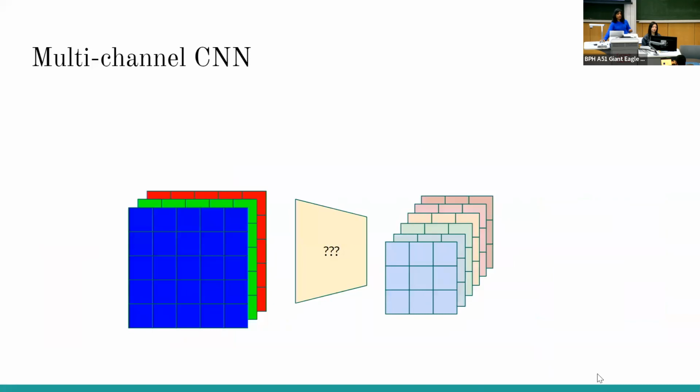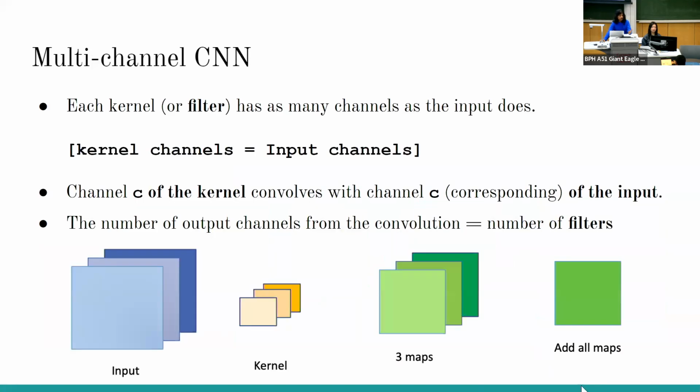What happens when the number of channels increases? These things will be really helpful to understand when you do coding, or when you want to manually do all these computations by hand: the number of kernel channels is equal to the number of input channels. The channel C of the kernel convolves with the corresponding channel C of the input. That's why the number of channels in the kernel has to be equal to the number of channels in the input. The number of channels in the output will be equal to the number of kernels you use.